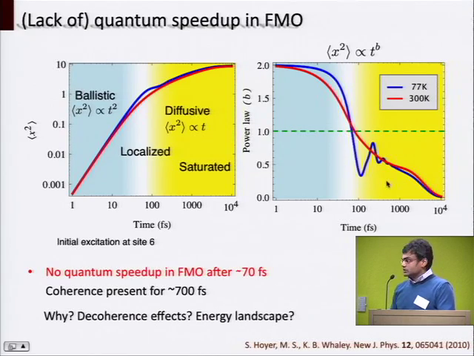And then it eventually gets trapped in the trapping sense. So this includes trapping. That's why it's going down continuously. But what this tells you is that there is no quantum speedup in the sense that you need for a quantum computation beyond 70 femtoseconds. Okay? But the coherence is still there up to 700 femtoseconds, an order of magnitude greater. And you could ask, so why is this happening, right? What is limiting the quantum speedup?